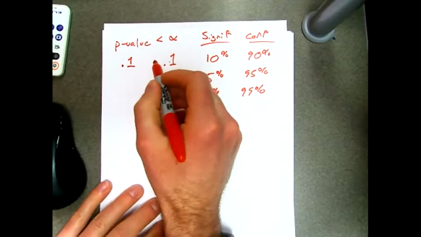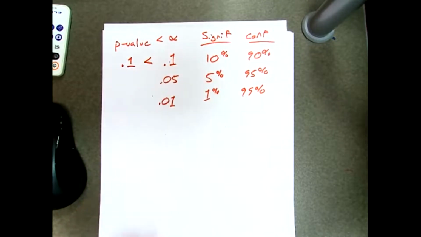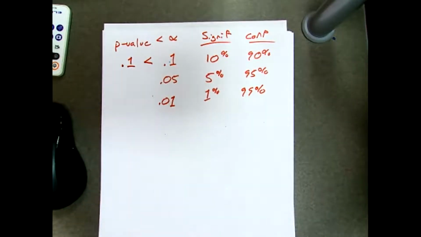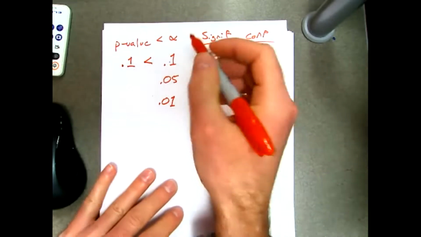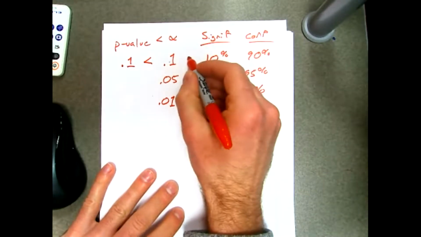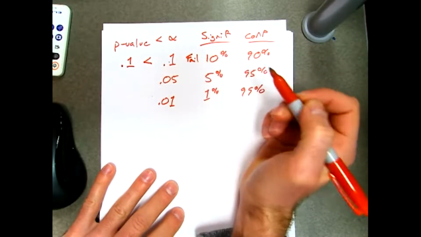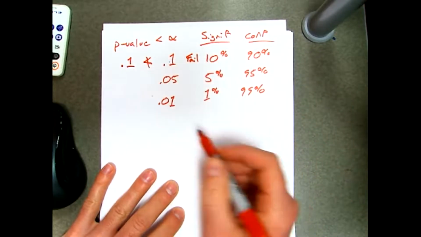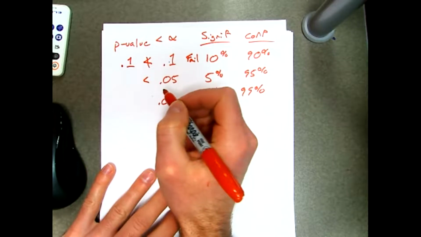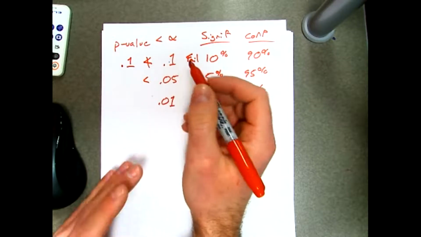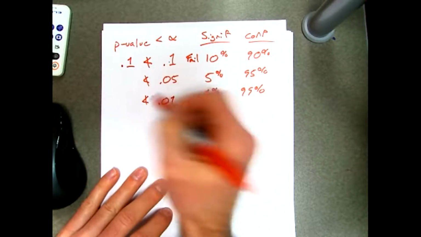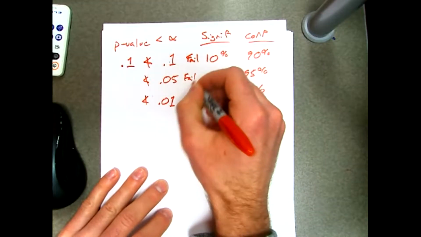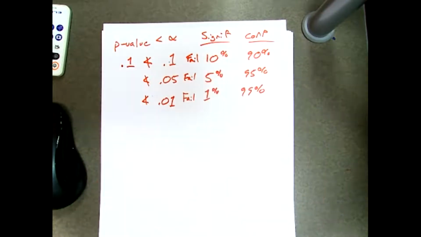Is 0.1 less than 0.1? This is why I probably wouldn't give you this one on the exam. It's a little tricky here. But is 0.1 less than 0.1? No. So technically here, I'm going to fail to reject the null at the 10% level. So not quite less than 0.1. Is it less than 0.05? If it's not less than 0.1, it can't be less than 0.05, and it can't be less than 0.01. So this would be an example where you fail to reject at every level.